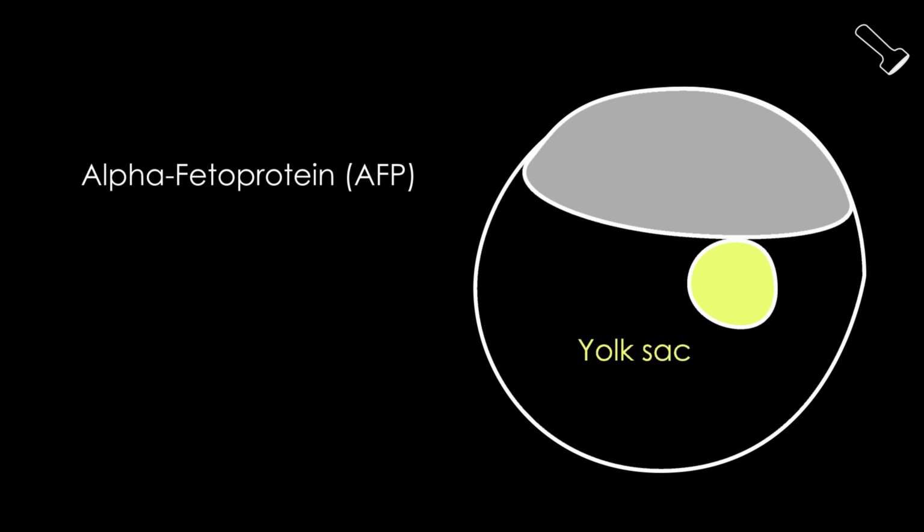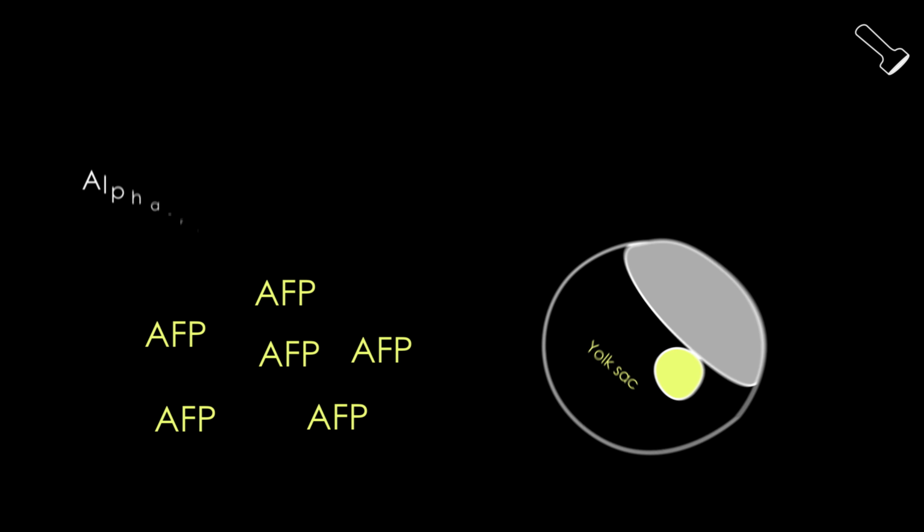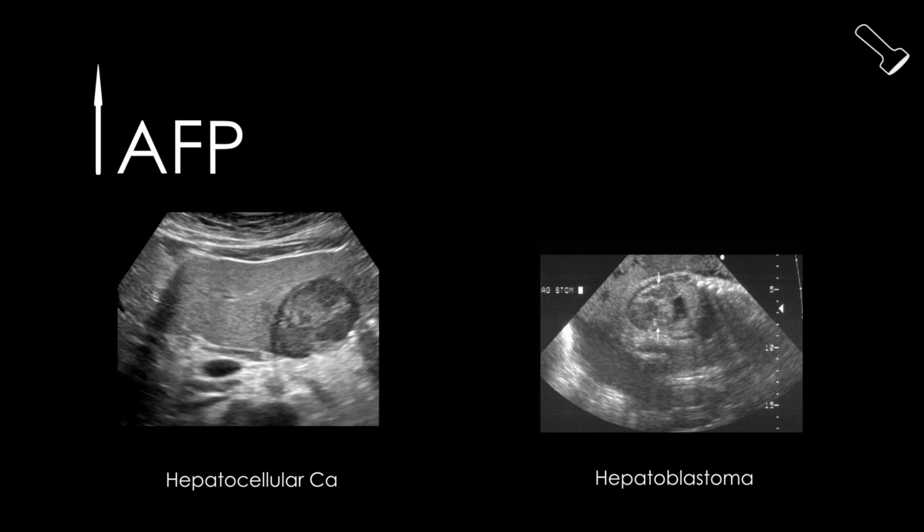Alpha fetoprotein is produced by the yolk sac and is present in trace amounts after birth. In non-pregnant people, an increase is suggestive of hepatocellular carcinoma, or in the pediatric patient, hepatoblastoma.